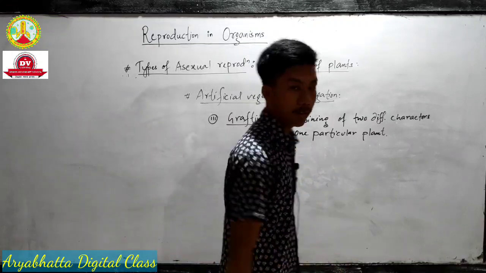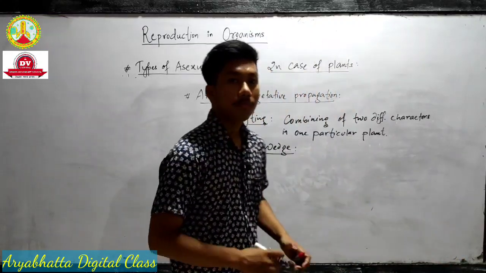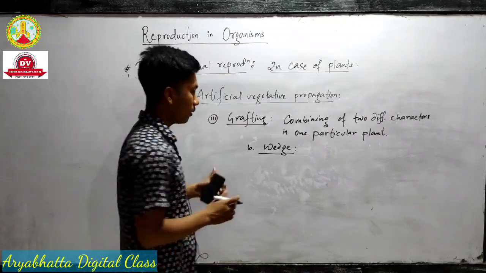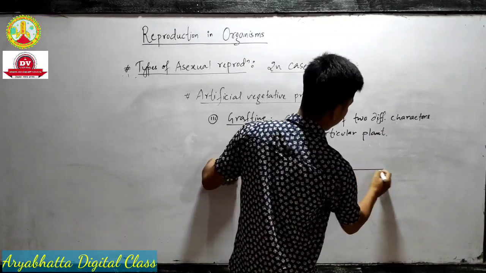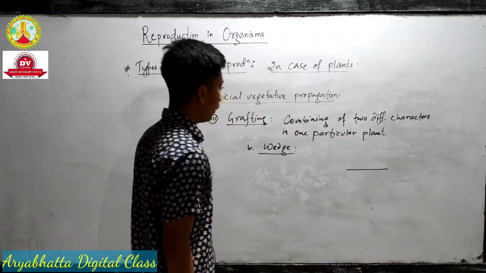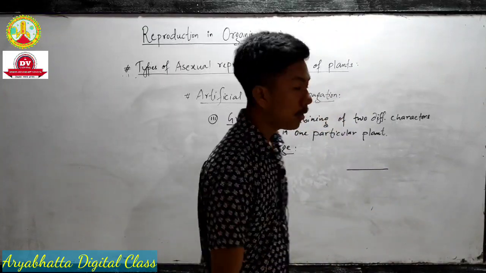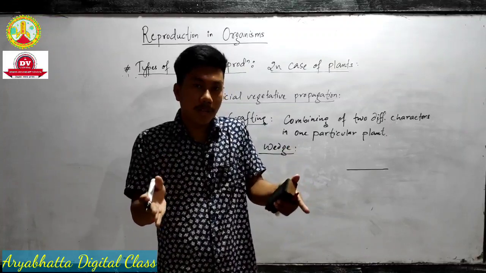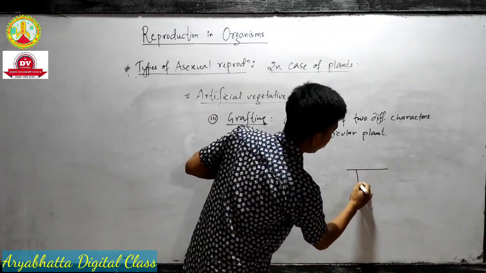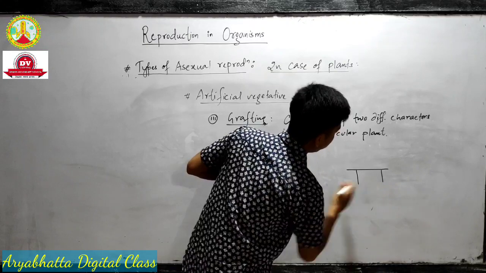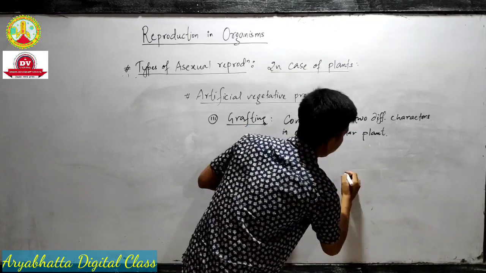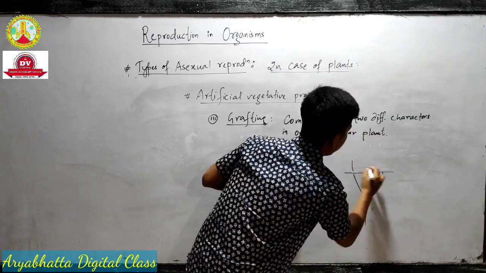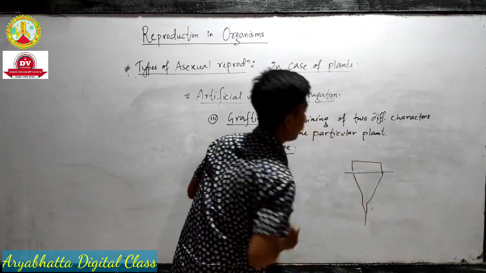W-E-D-G-E, wedge grafting. The method is the same, but the only difference is that wedge grafting is done in those plants which have a bigger stem. Suppose this is the soil surface and here is the root region, and the stems are big.